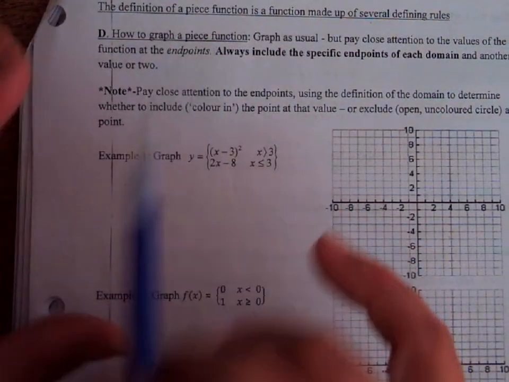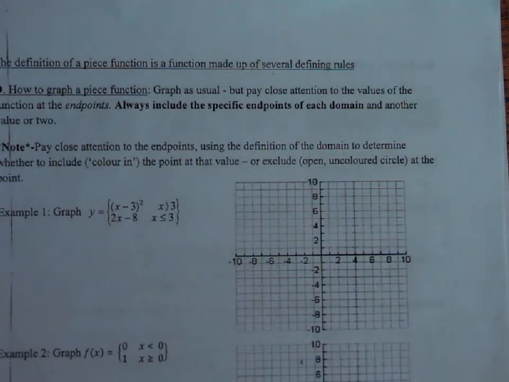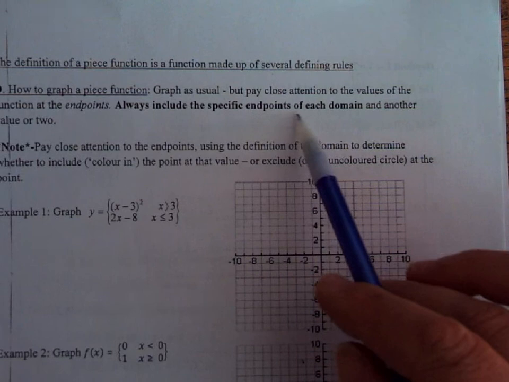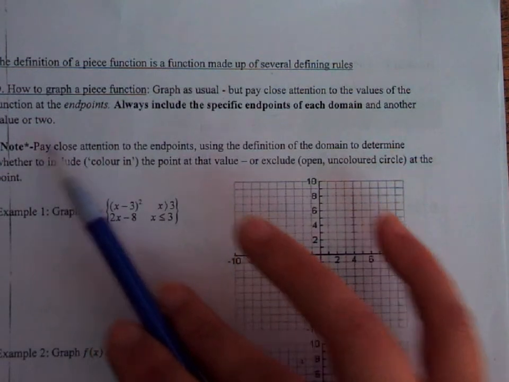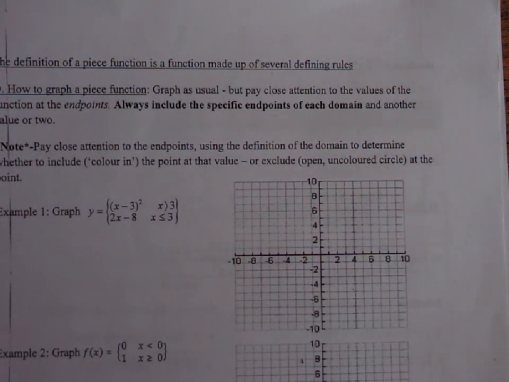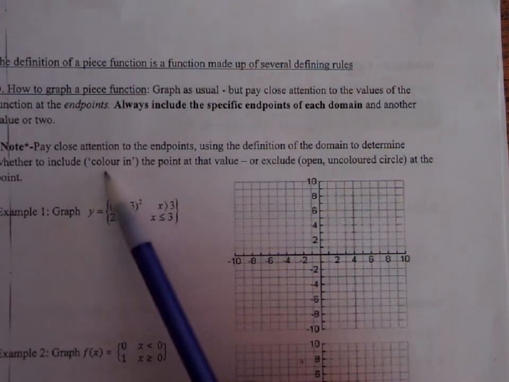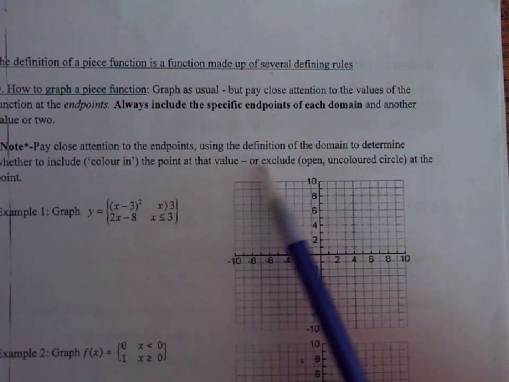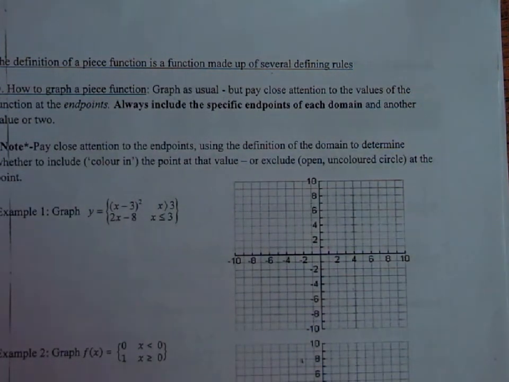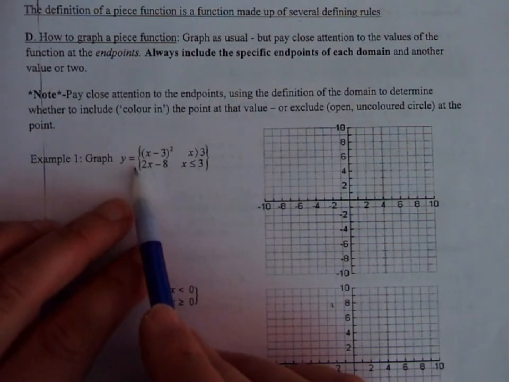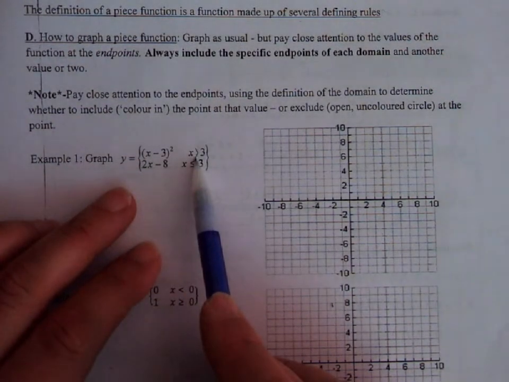Okay, how to graph a piecewise function. Graph as usual, but pay close attention to the values of the function at the endpoints. So you have to take the exact values of the endpoints for sure. Always include the specific endpoints of each domain and another value or two for each piece. Note, pay close attention to the endpoints, using the definition of the domain to determine whether to include, color in, the point at that value, or exclude it with an open or uncolored circle at the point. We already discussed that.